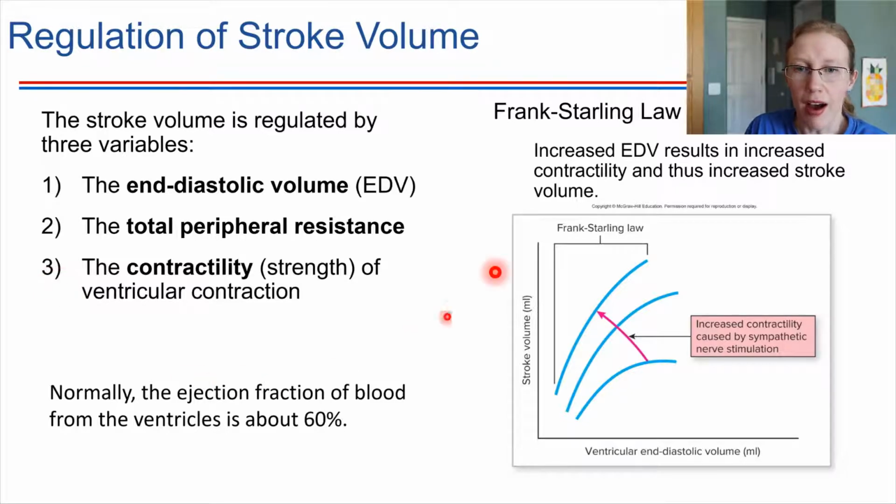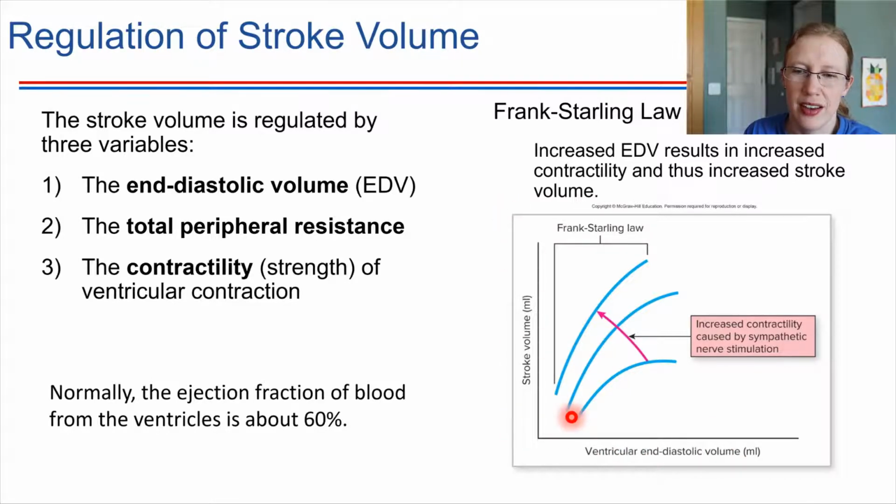There is a law that kind of ties together some of these concepts, the Frank-Starling law of the heart. What this does is consider the end diastolic volume, so how much blood is in the ventricles right before they contract. And it turns out, and I already said this earlier, that the more blood there is, so the higher the volume, the higher the stroke volume will be as a result.